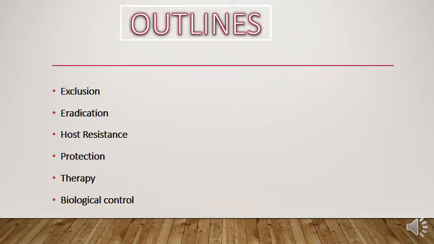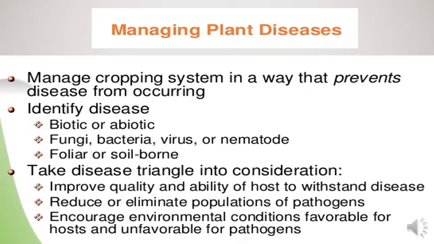These strategies include exclusion, eradication, host resistance, protection, therapy, and biological control. What is very important to know is that plant disease management practices depend on a way that prevents disease from occurring. Therefore, correct diagnosis of a disease is necessary to identify the pathogen, which is the real target of any disease management program. Also, you must take the disease triangle into consideration because if you break any side of the triangle, that means stop of disease development.